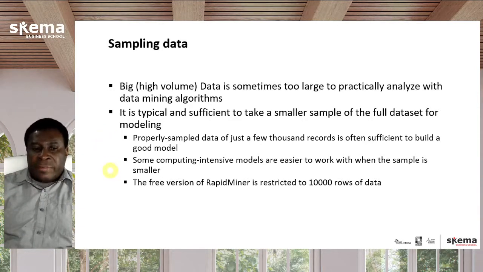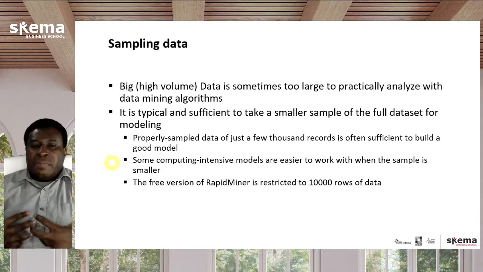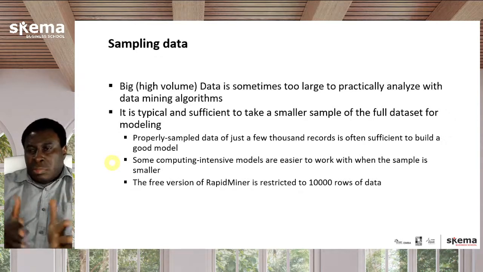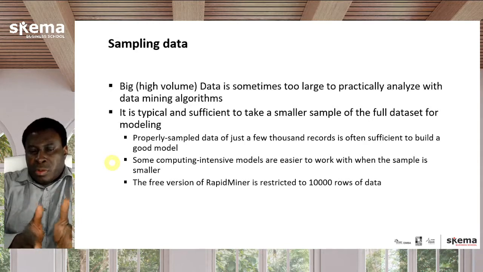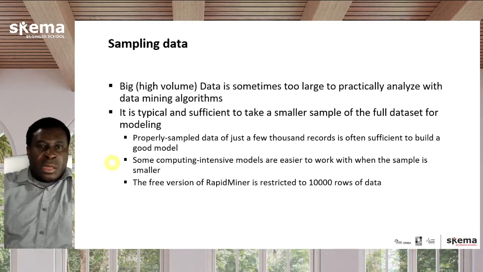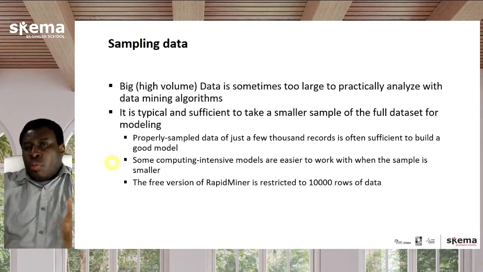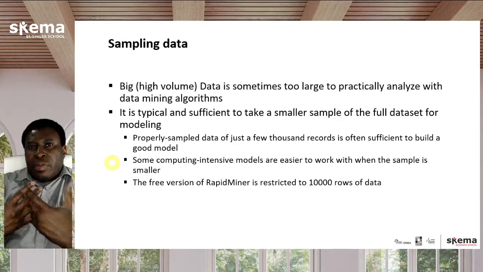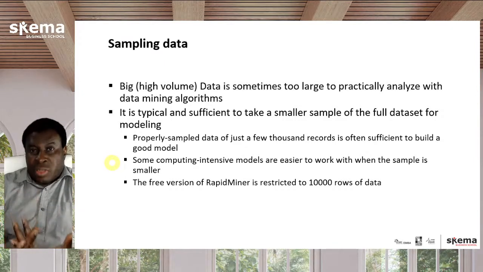One of the reasons you have to do this is that some computing intensive models are easier to work with when the sample is smaller. There are some models that if you go from, let's say, 1,000 lines of data to 10,000 lines of data, it'll run 10 times longer. But there are some where the increase in computing time is exponentially larger.